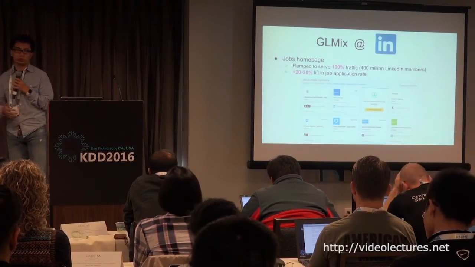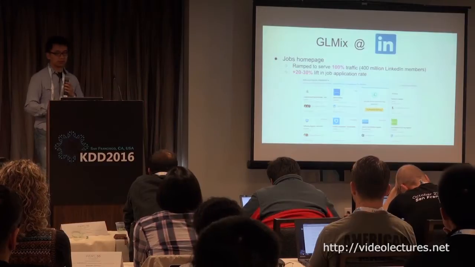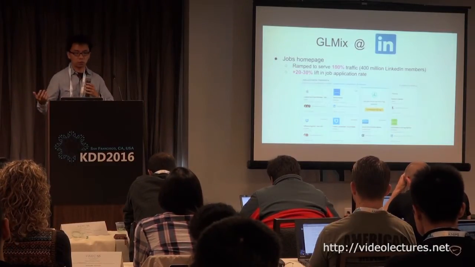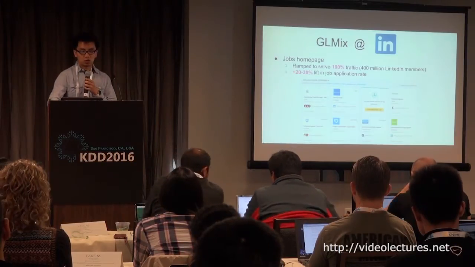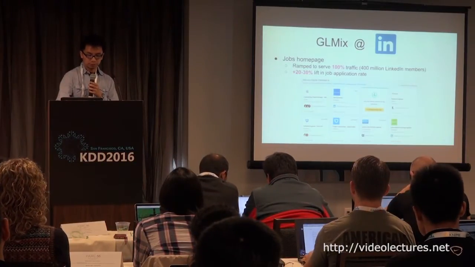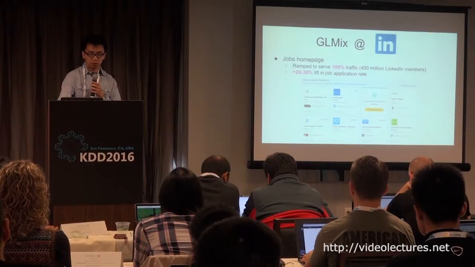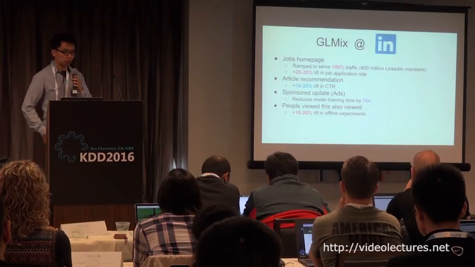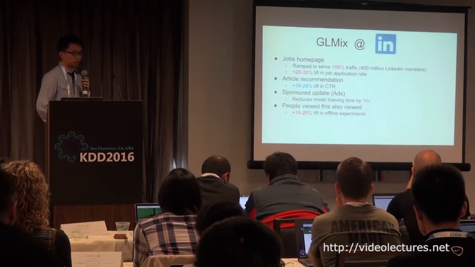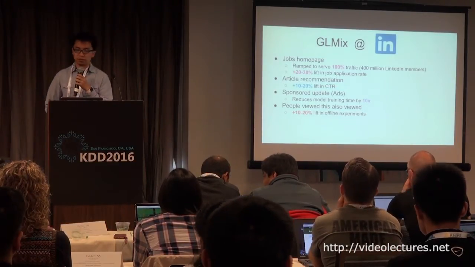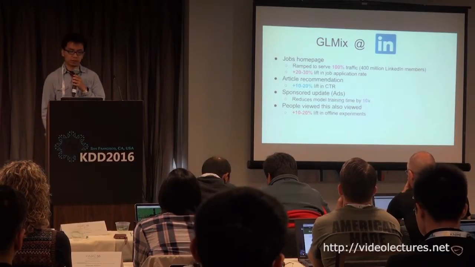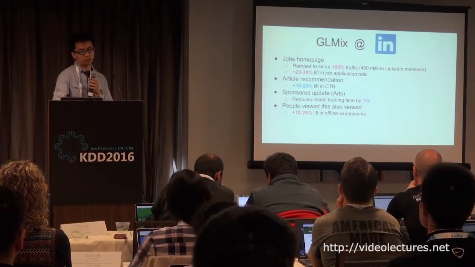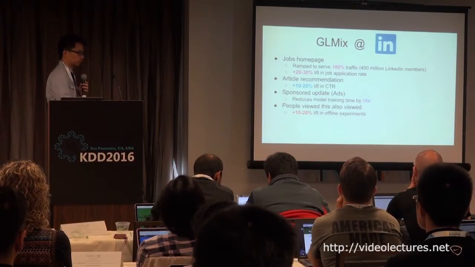It's similar to other companies, for example Google or Facebook, which want to optimize the click-through rates for their ads. For us, we want to optimize the job application rate. We want to encourage more members to apply for jobs on the LinkedIn website. And not only for the jobs homepage, we also have success in a few other LinkedIn products, for example article recommendation, sponsored updates, aka ads, and other products such as People Also Viewed and Also Viewed.